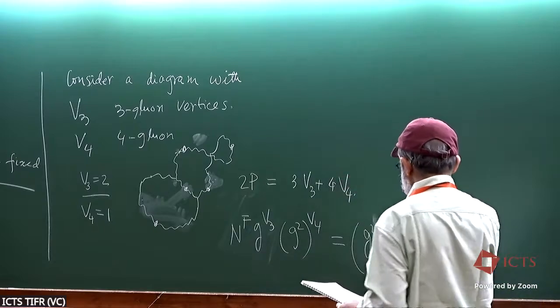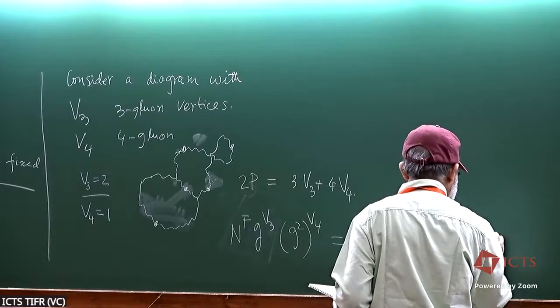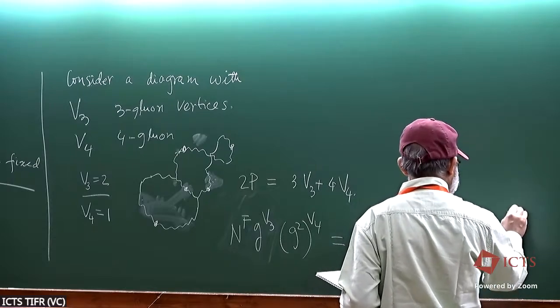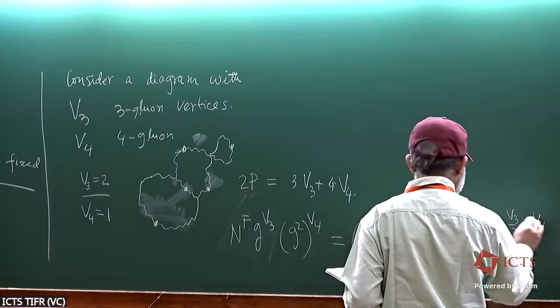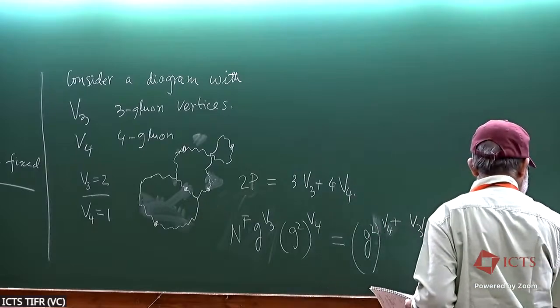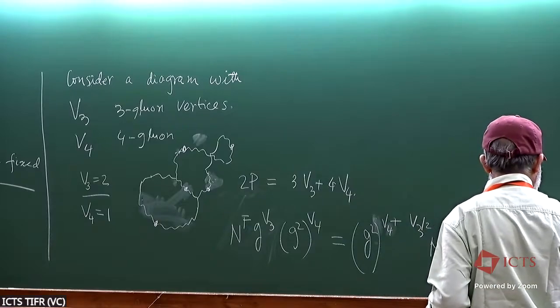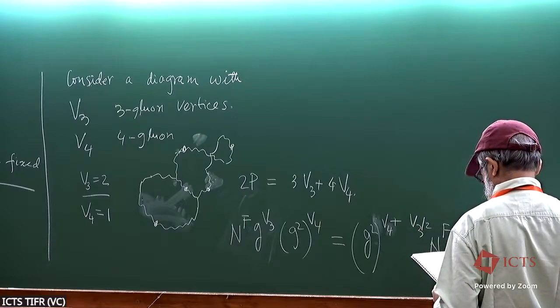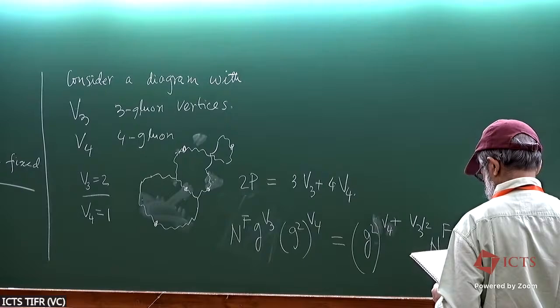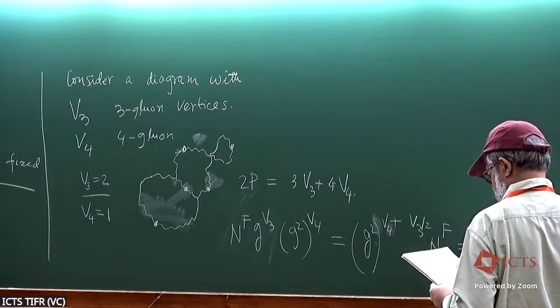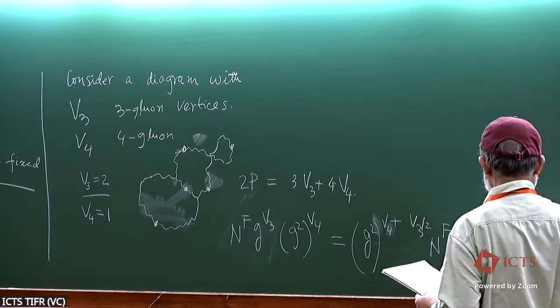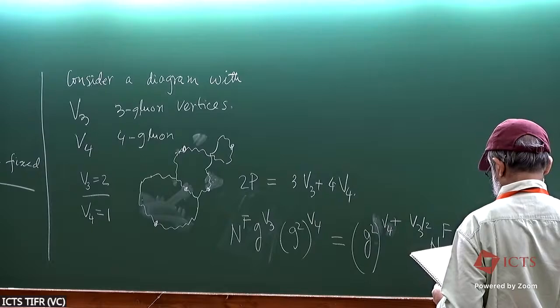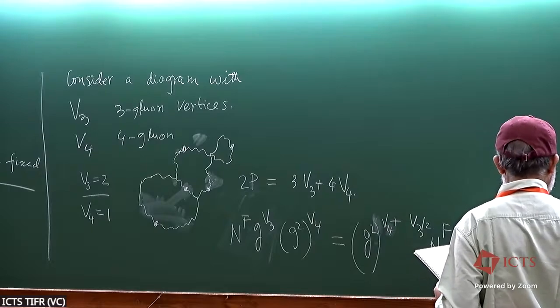Good. Now let me bring in a factor of n here. So g squared n times v3 by 2 plus v4. So I have borrowed that much, so I must subtract. So n to the power f minus whatever I have borrowed, which is v3 by 2 minus v4.